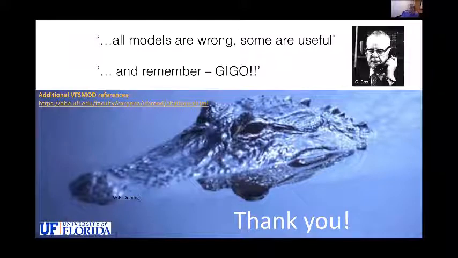Always remember, all models are wrong, some are useful. We hope that VFSMOD can be useful in this process. And finally, also the second rule, which is GIGO, garbage in, garbage out. We need to be able to incorporate good inputs to get realistic outputs. So with that, thank you very much.